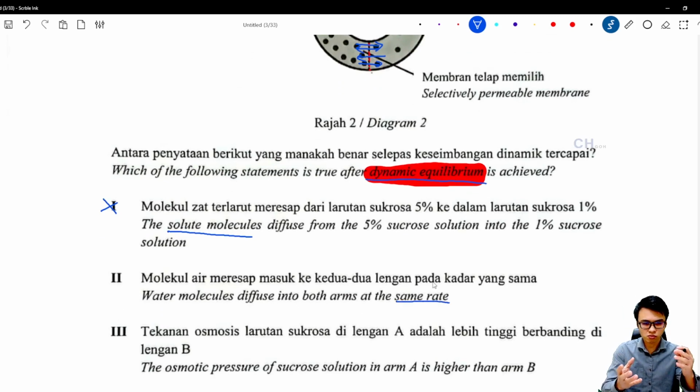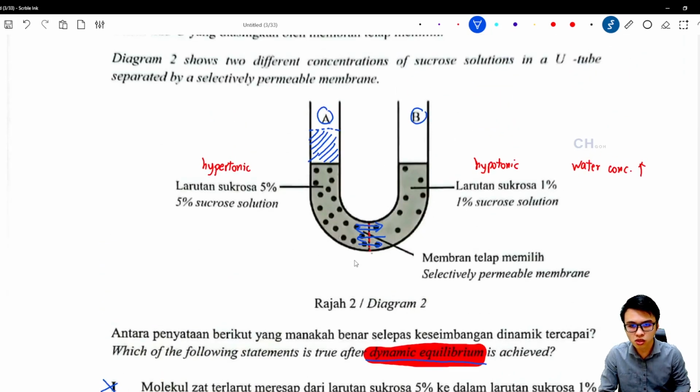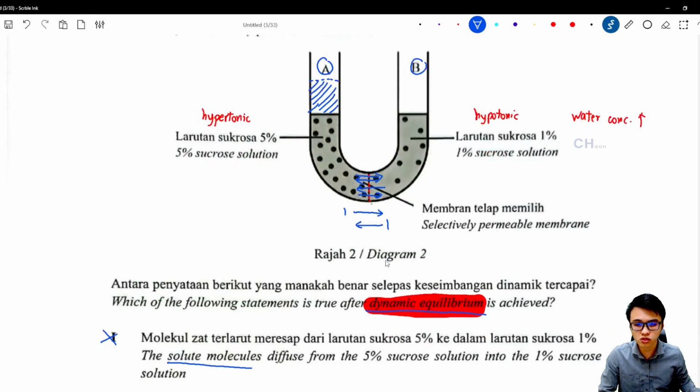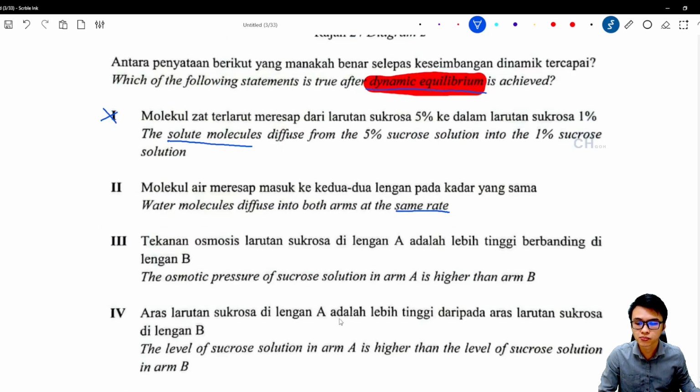There is still diffusion occurring inside the U-tube, but they diffuse at the same rate, which means that like one water molecule diffuses from A to B, only one, and one from B diffuses as well. So one molecule from B and one molecule from A, the diffusion rates are the same. So this is what we call the dynamic equilibrium.